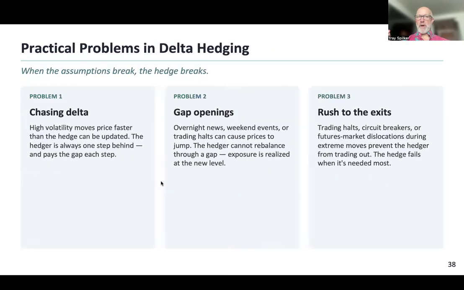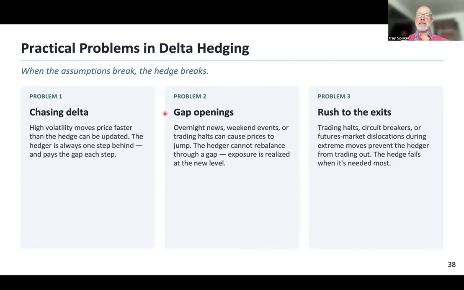So here are some practical problems with delta hedging. When the assumptions break, the hedge breaks. Problem number one is that we're chasing delta. In a fast moving market, the price changes faster than the trader can compute and execute the rebalance. So the hedge is always behind.